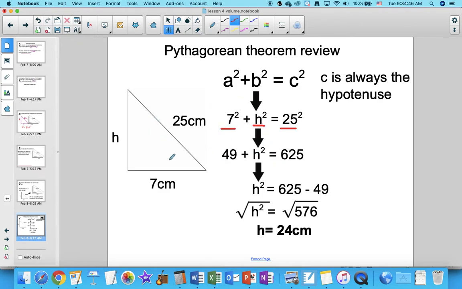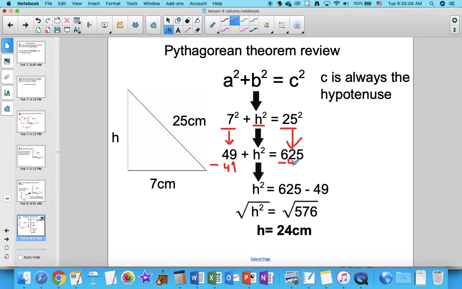And 7 is a, 7 squared, right? So then I substitute it in. 7 squared plus h squared equals 25 squared, which is 625. Then I want the h squared by itself, so I subtract 49 on both sides.